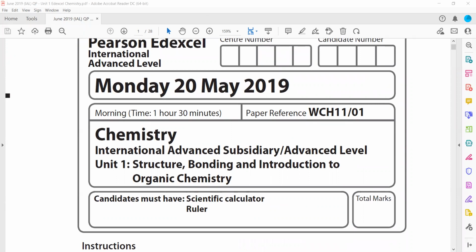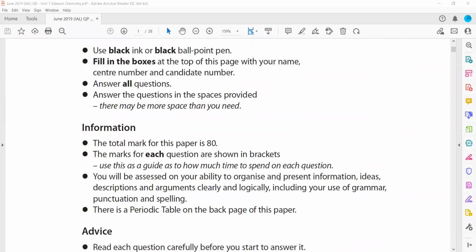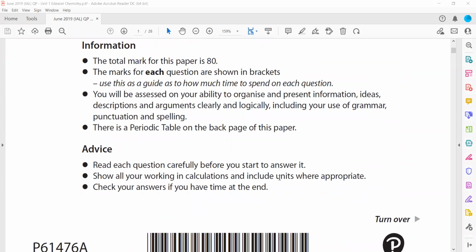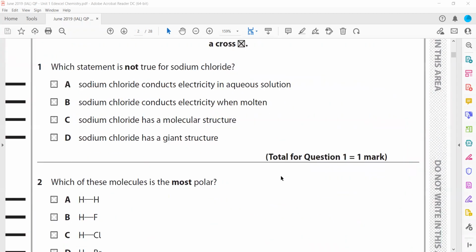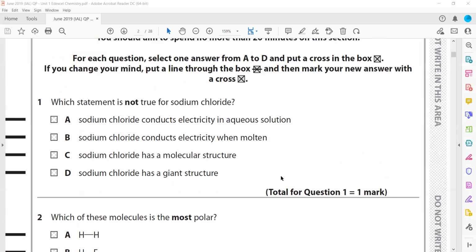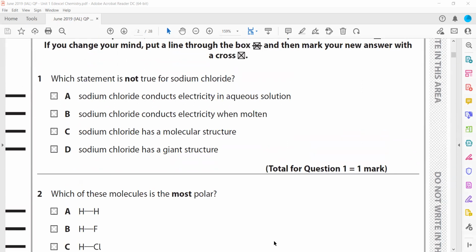That's not the only difference between the specifications. They only shuffled the topics. It's not like any new things were added. It's like moving some topics from unit 1 to unit 2 and the other way around. So the first question: which statement is not true for sodium chloride?